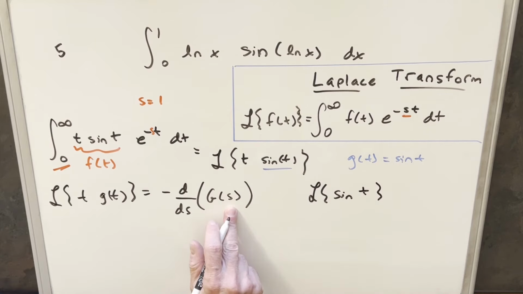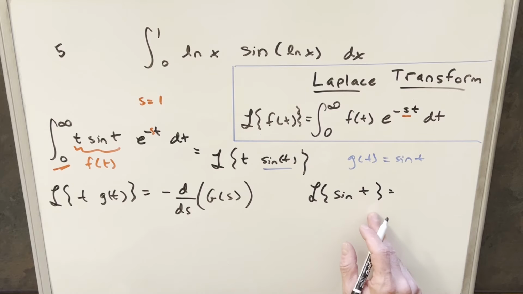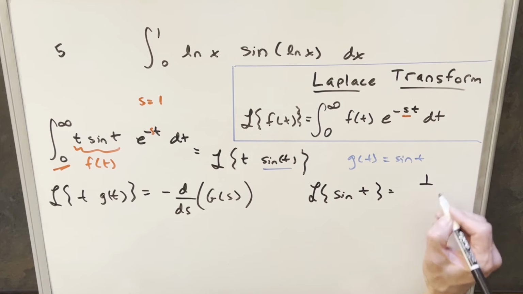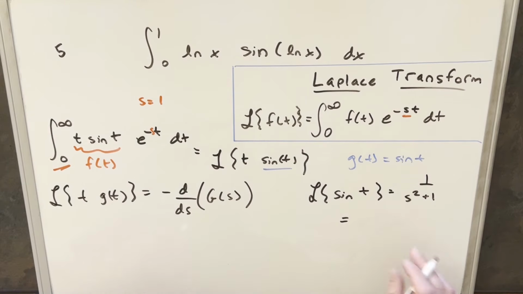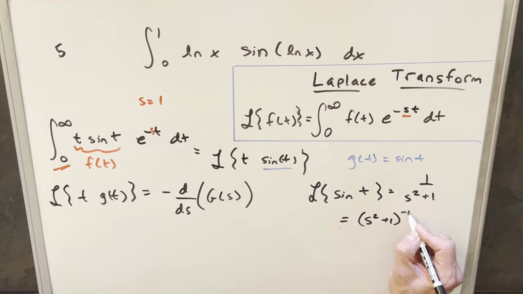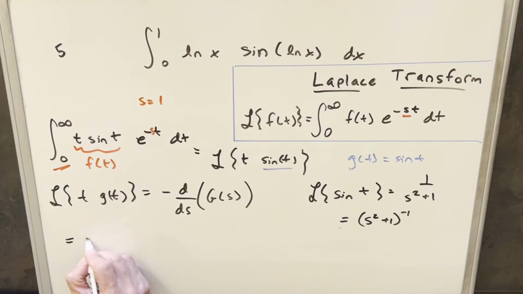And notice it's going to be a function in s. Well, this is a really common formula. The Laplace of sine of t is just going to be 1 over s squared plus 1. And I think what I'm going to do is I need to take a derivative. I'm going to write this as s squared plus 1 to the minus 1, just so I can use the power rule on it. And then over here, we're going to need the derivative. So I'm going to need minus.